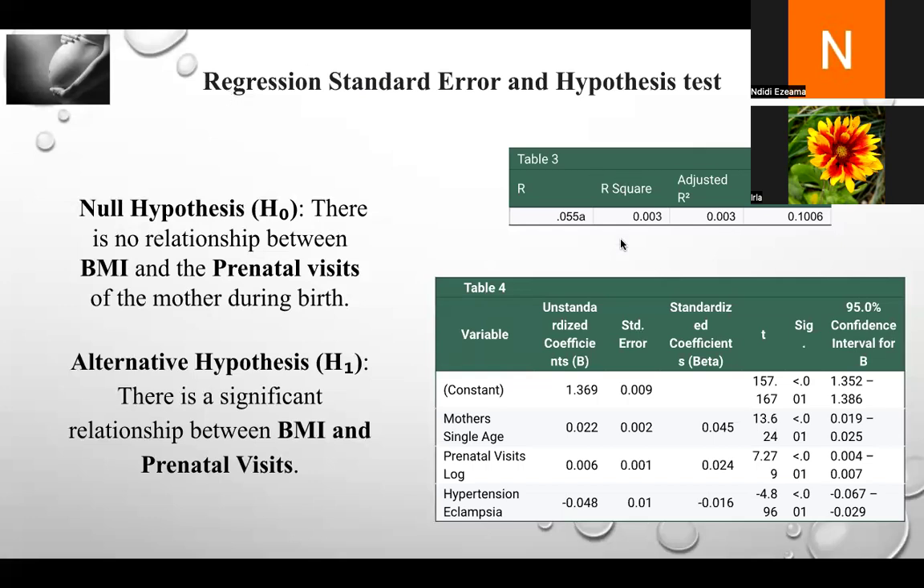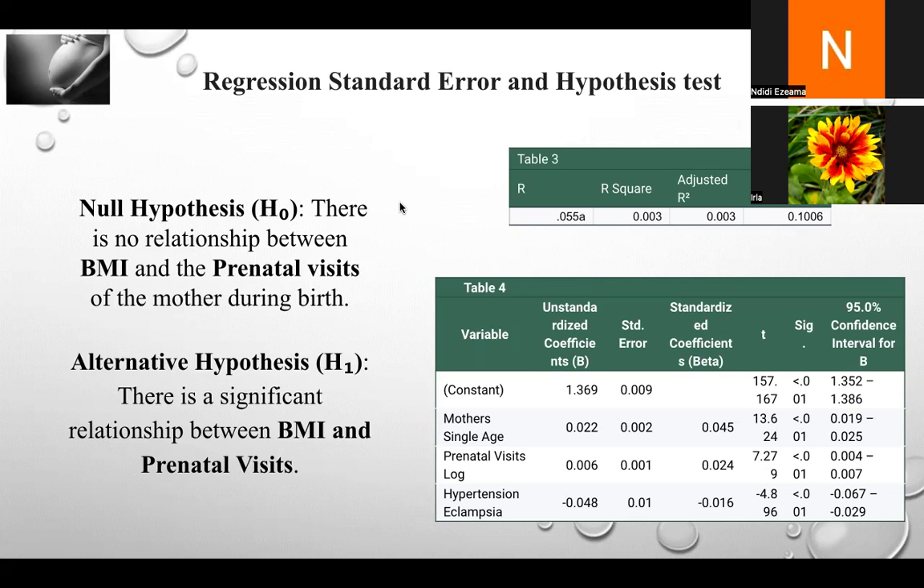So what is our regression standard error and hypothesis test? Obviously, we have our hypothesis test. The null is that there is no relationship between BMI and prenatal visits of the mother during pregnancy. Then our alternate hypothesis is that there is a significant relationship between BMI and prenatal visits. Here we have our table 3 and table 4.